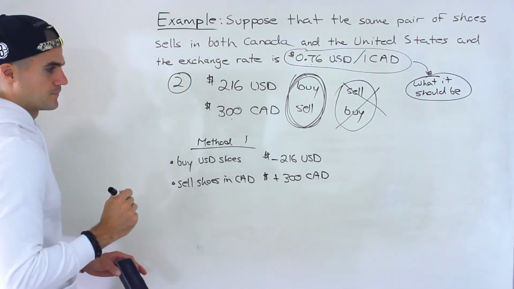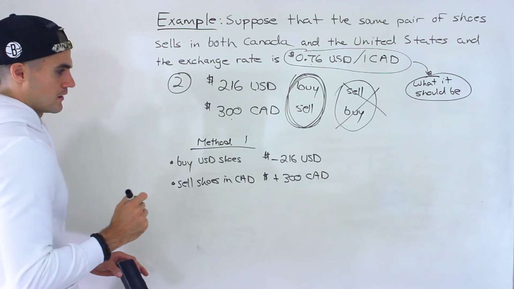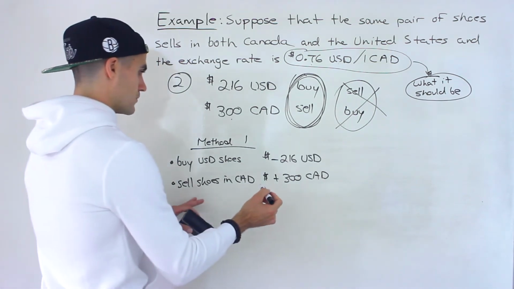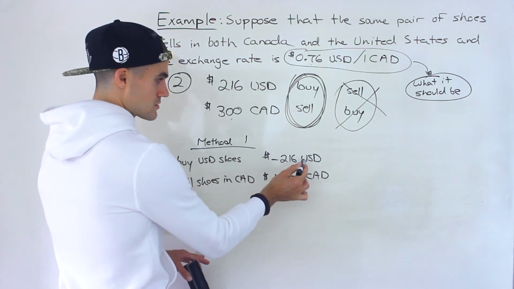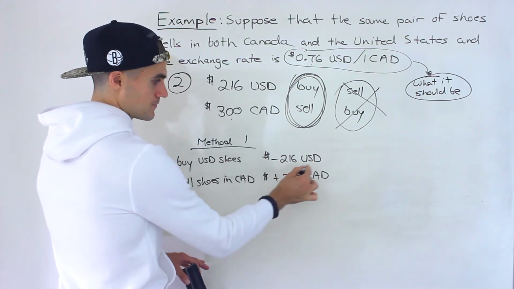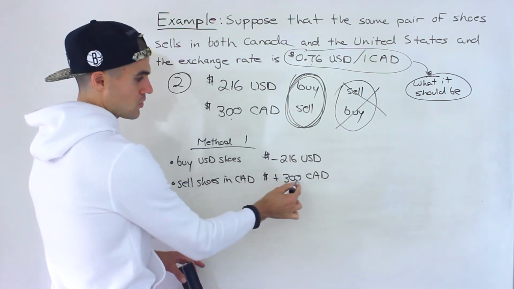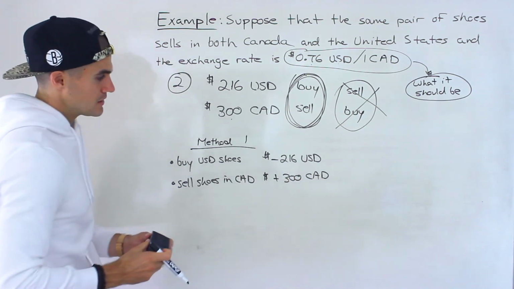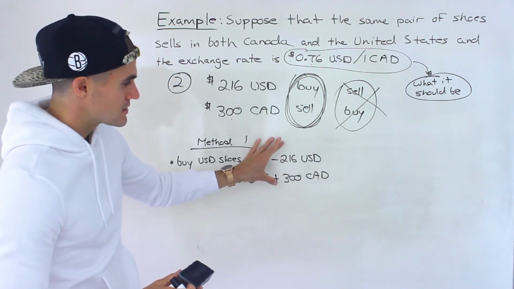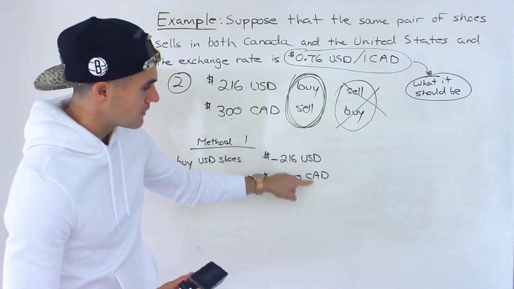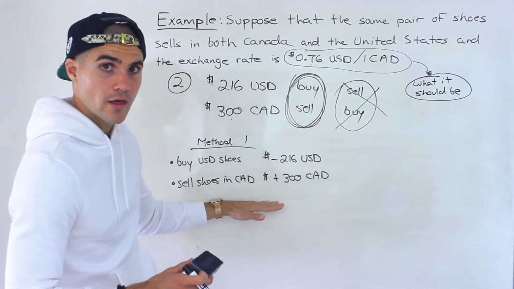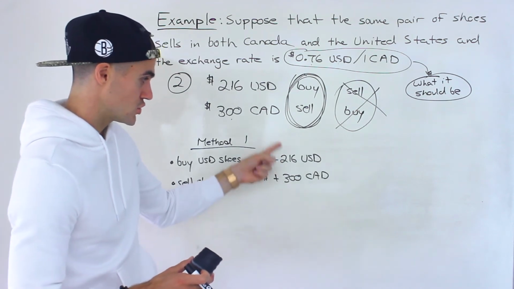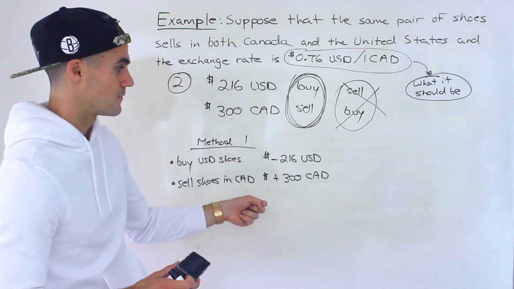Like that. And so notice here, we bought the shoes in USD for 216, and then we sold them in CAD. But with these two values, because they're not the same currency, it's hard to come up with an actual profit just from these two values.